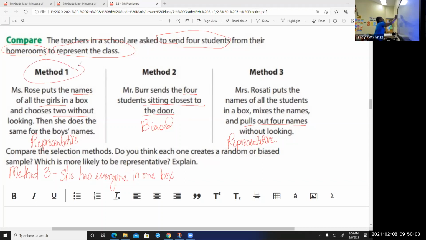Method 1 is also representative. However, they didn't say we needed 2 girls and they didn't say we needed 2 boys. So method 3 is most representative. So that means everybody is in there together. We won't have 2 of each. It'll just be whoever is chosen. Good job. Any questions about it? All right, I think we're getting pretty good at determining if it's biased or representative.